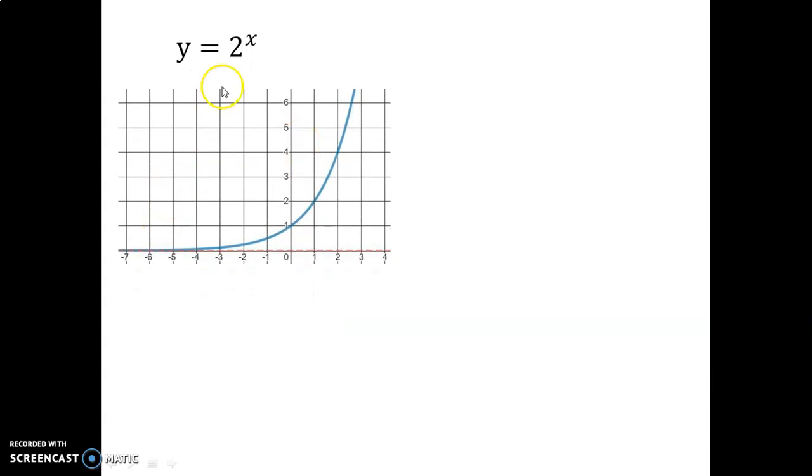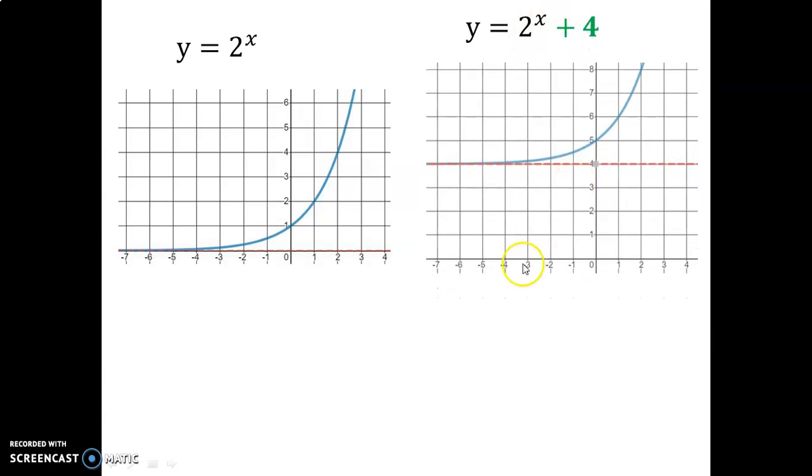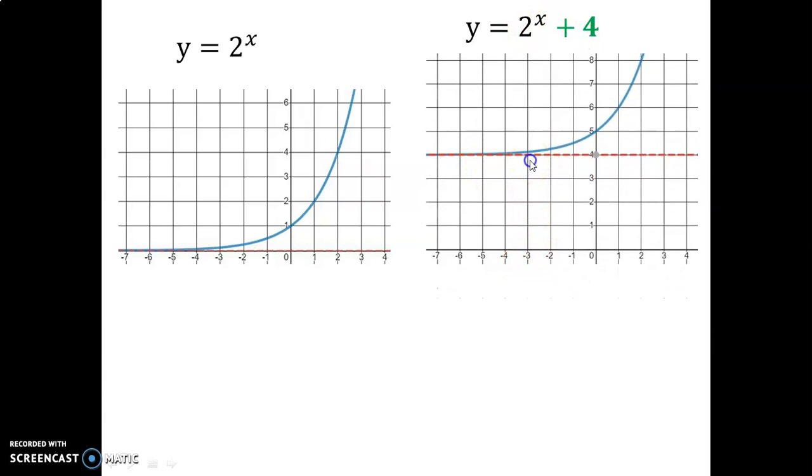So we have a basic exponential graph here, y equals 2 to the x. The asymptote is barely visible there, but there it is. And here is y equals 2 to the x plus 4. So again, the graph has shifted up 4 units. We can see 4 units, including the asymptote, has moved up. So that's the third major thing you should know about exponential graphs. You've learned 3 key things so far.